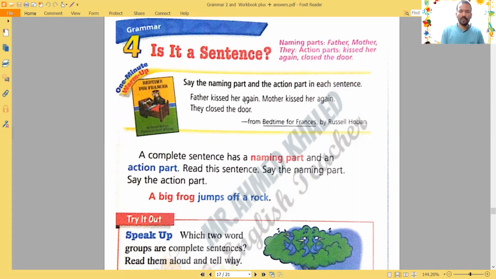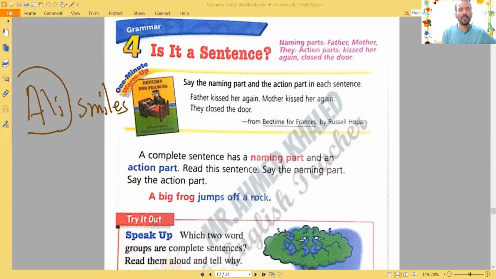Like if I'm going to write a sentence here in front of you, like Ali smiles. So the naming part is Ali and the action part is smiles. Any sentence must have a naming part and an action part. Also, it ends in a period and starts with a capital letter.